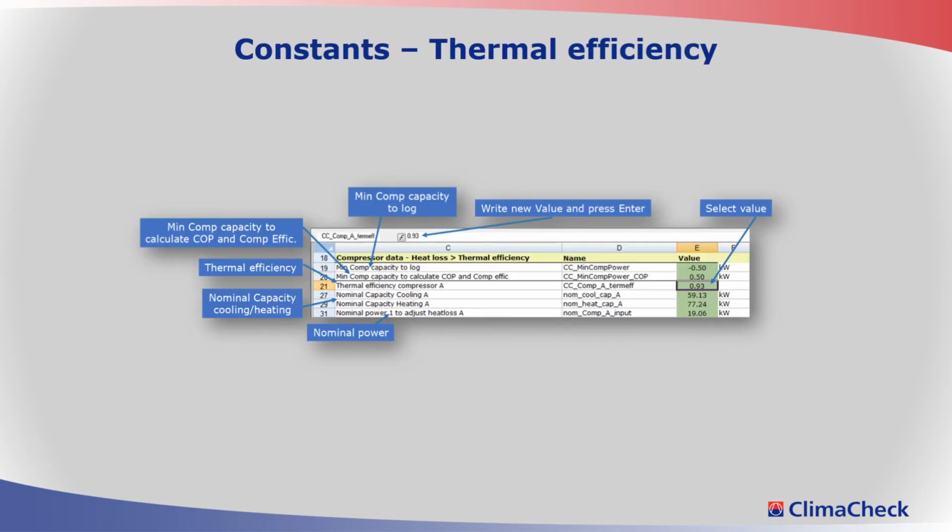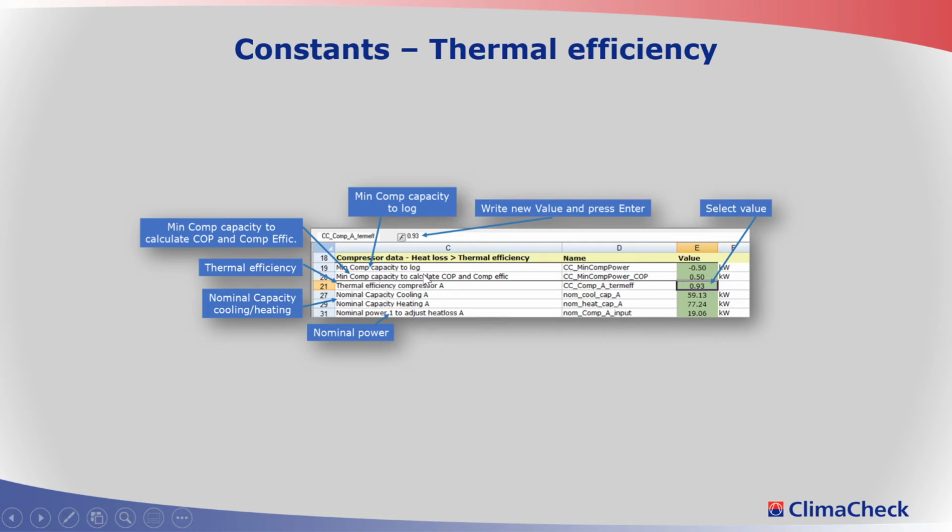Now the next tab is the constants tab. And here we have constants that we're using in the calculations. Now I'll go through some of the important ones that you have to think about when doing measurement. Now the first one is a minimum compressor capacity to log. So this one basically, we input a value, and if we have a compressor power above this value, then we will log that. Now by default this is set to negative value, which means we will log every single value that comes in.